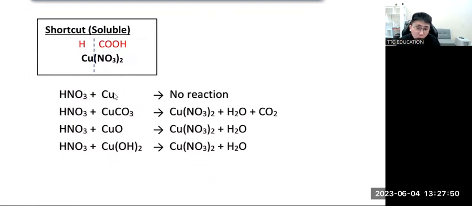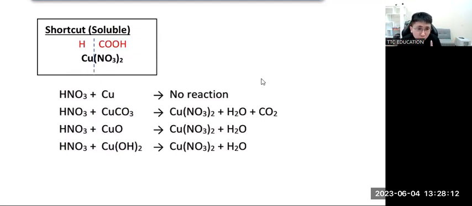Then you see why we use copper carbonate, copper oxide, copper hydroxide. Anything that has copper is okay. Why? Because you want to form copper nitrate, so my metal must have copper. If you ask, teacher, can I use magnesium carbonate? It doesn't make sense. Magnesium carbonate gives you magnesium salt. If you want to form copper salt, then use a copper compound.